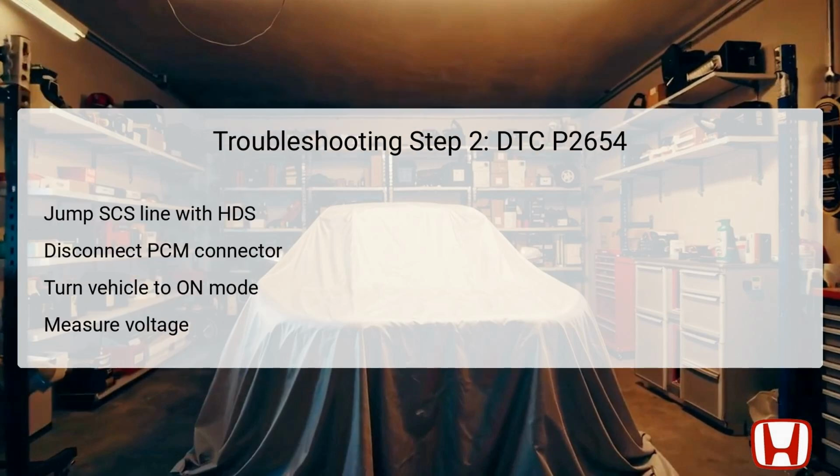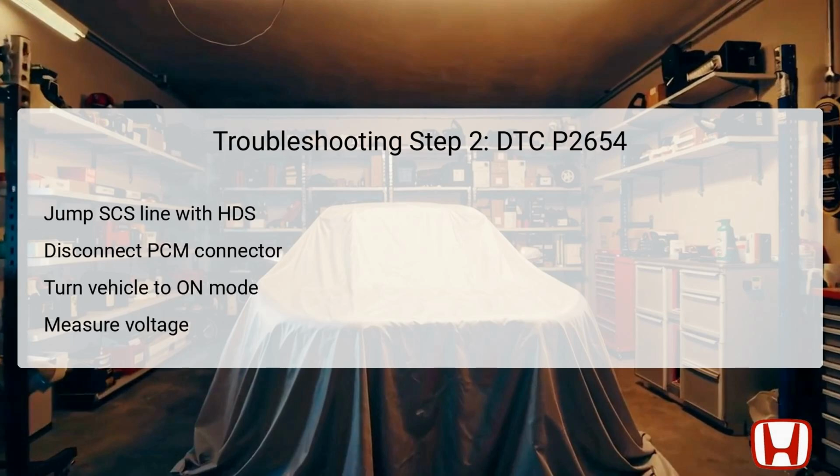In the next step, you will conduct a shorted wire check by utilizing the Honda Diagnostic System, HDS, to jump the SCS line. This procedure should be followed by waiting for over 1 minute, allowing the system to stabilize. After this, disconnect the PCM connector number 1, which is typically a 96-pin connector located within the engine compartment.